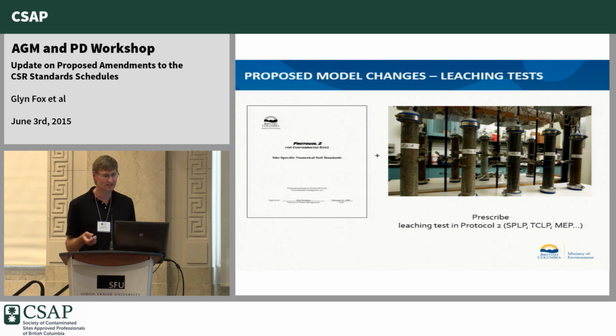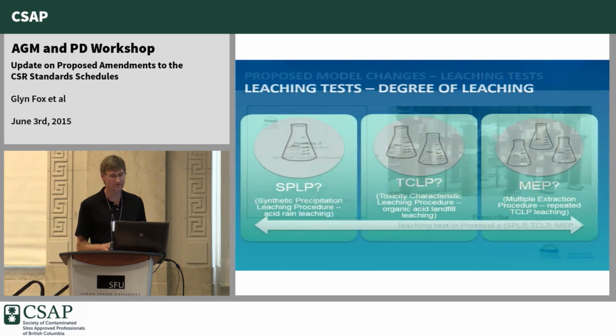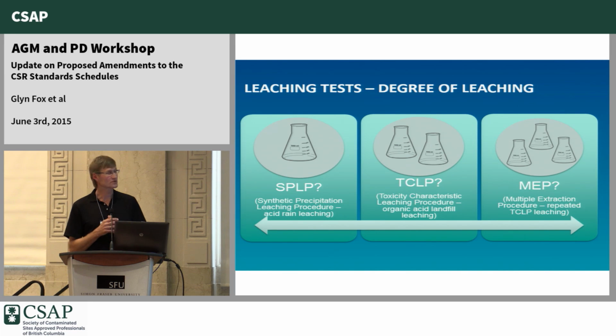I throw this out because it will come in the second batch, looking for comments, as we update all these documents and have to update P2. We would prescribe a leachate test, but we'd be looking for feedback on what practitioners think is a reasonable test to use. Right now in P13, we use the SPLP and the TCLP, depending on the pH of the soil.